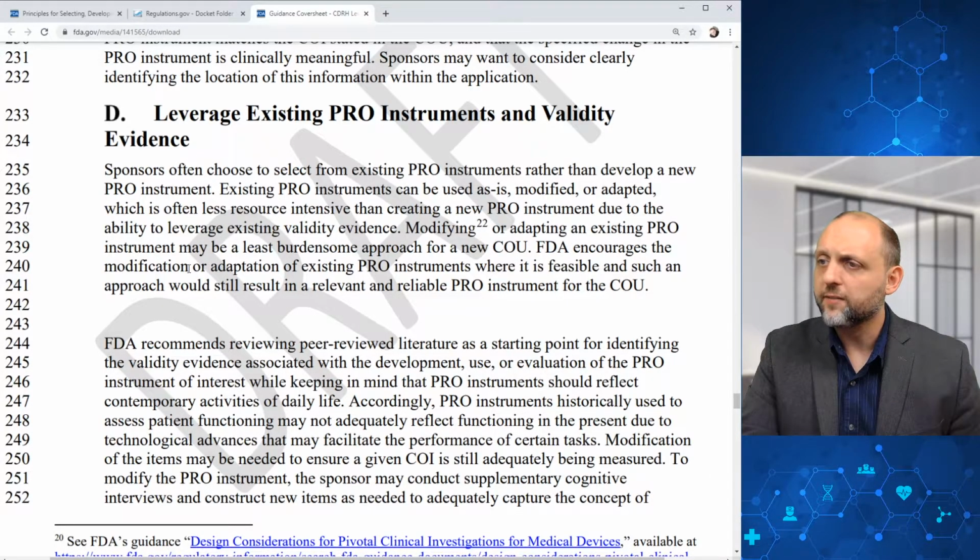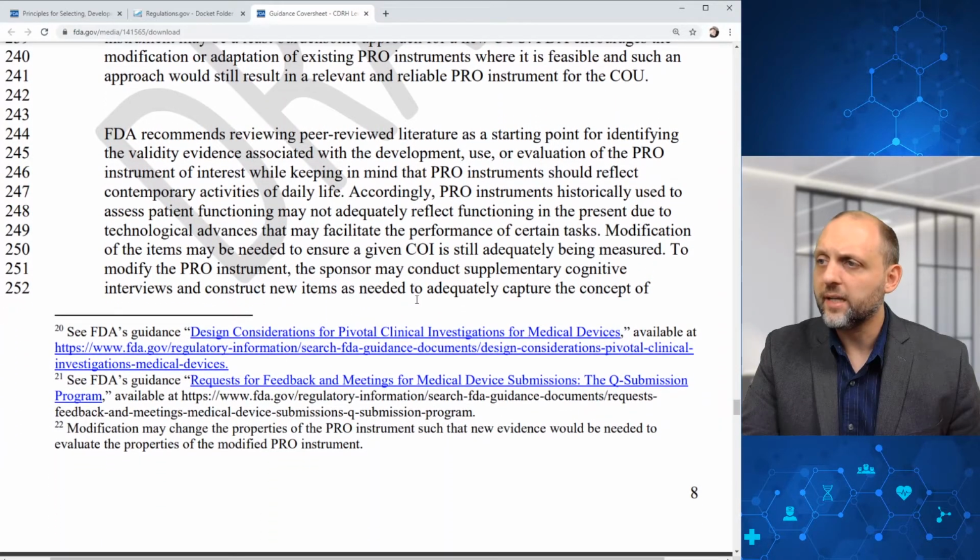FDA encourages the modification or adaptation of existing PRO instruments where it is feasible, and such an approach would still result in a relevant and reliable PRO instrument for the COU. FDA recommends reviewing peer-reviewed literature as a starting point for identifying the validity evidence associated with the development, use, or evaluation of the PRO instrument of interest, while keeping in mind that PRO instruments should reflect contemporary activities of daily life.